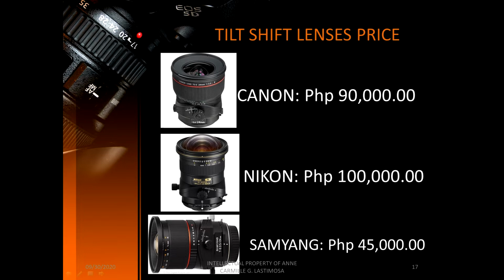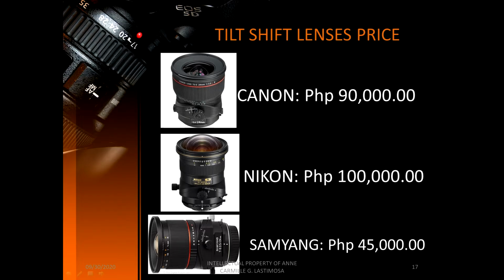By the way, this is the price. You have to have the budget for this. 90,000 for Canon if you're using a Canon. If you have a Nikon, you have to invest 100,000. There's a third-party lens made in China. It's 45,000, but still very expensive. So that is actually the best way to correct distortion while on shoot.